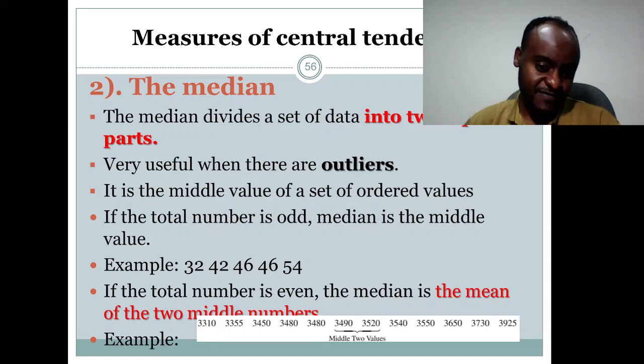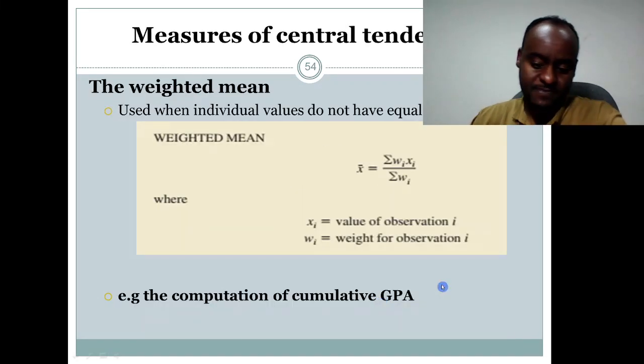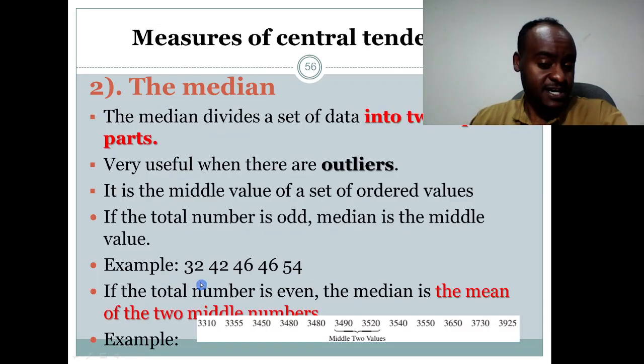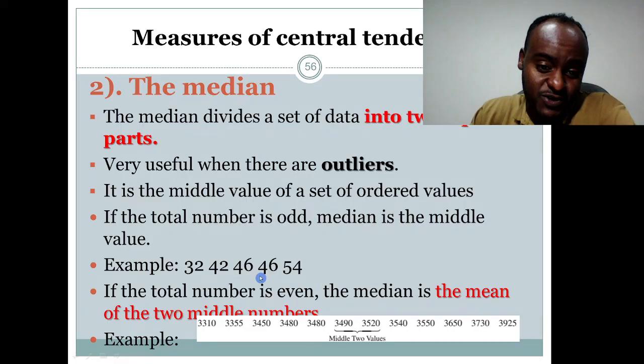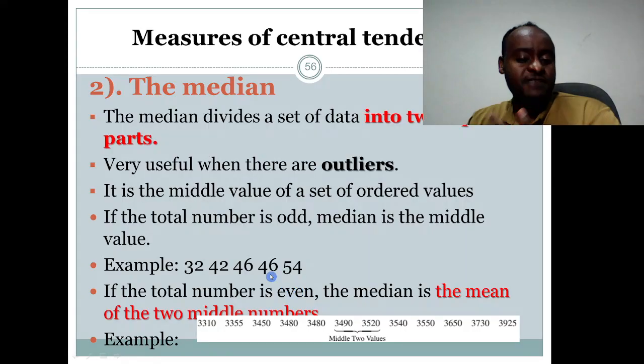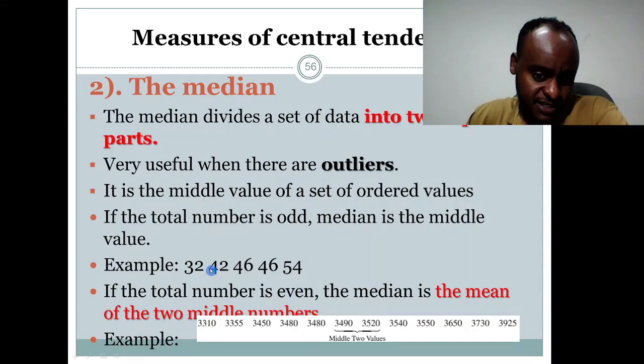For example, let's say we have these data points: 32, 42, 46, 46, 54. You see this is ordered. There are two 46s, so you don't have any other alternative other than listing them like this, 46, 46. Then the middle value: 1, 2, 3, 4, 5. Because it is odd.